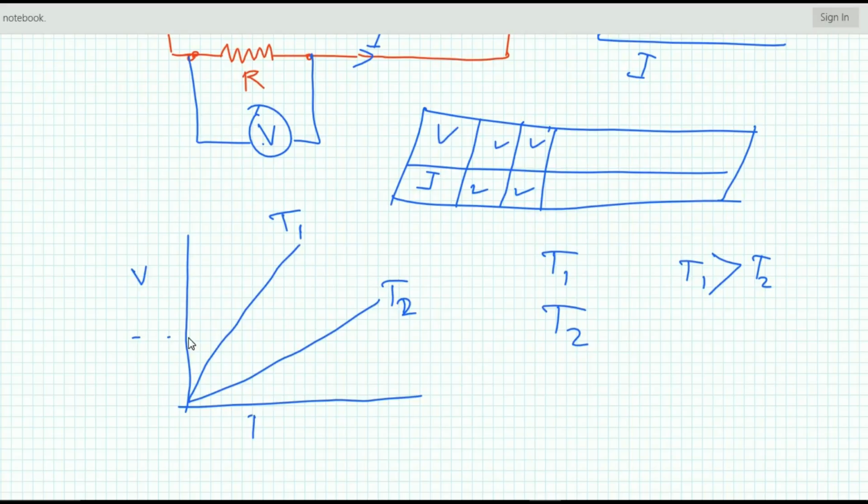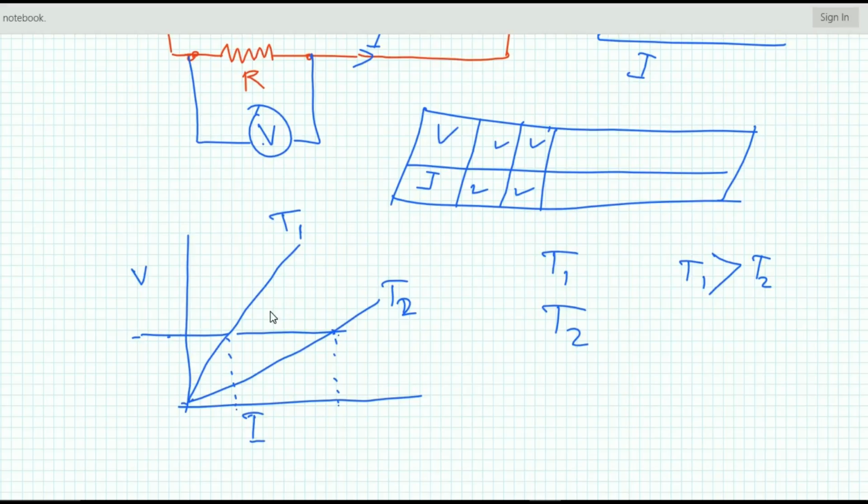If I want to take any reading for the same resistor, for T2 temperature, the value of the resistance will be less, because V by the current I will give a less value, and here the resistor value will be more due to the increased temperature of that resistor at this condition. Okay, so the higher temperature slope will be above the lower temperature slope.